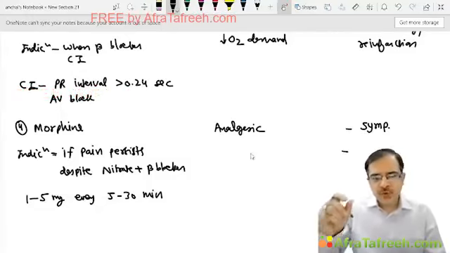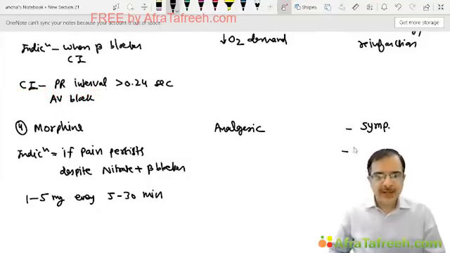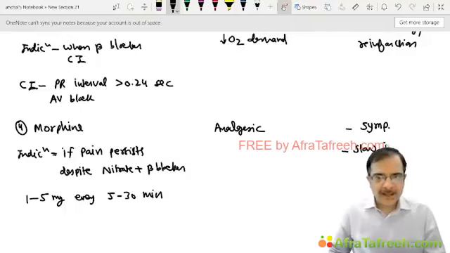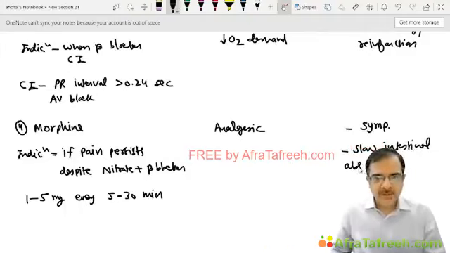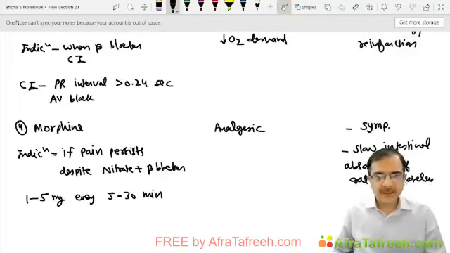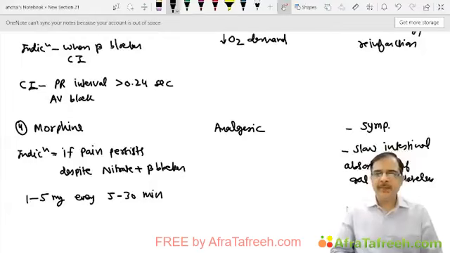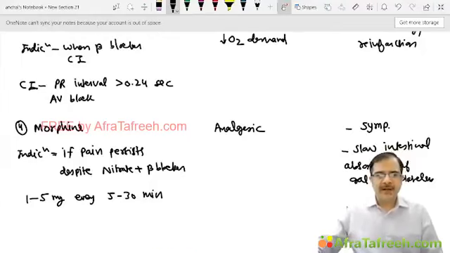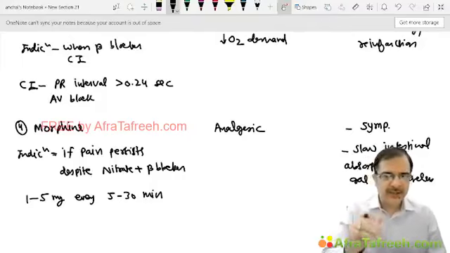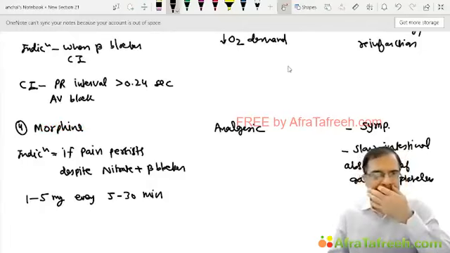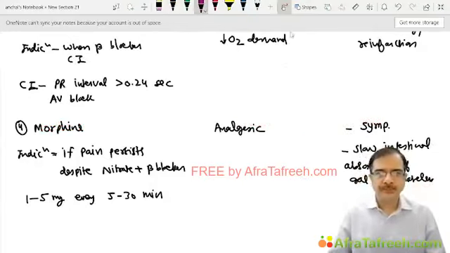And a very important take home message is that morphine slows down the intestine. So it slows intestinal absorption of oral antiplatelets. This should be kept in mind, that morphine can have an effect on the intestinal absorption of oral antiplatelet agents. So these are the four agents which we call anti-ischemic therapy.